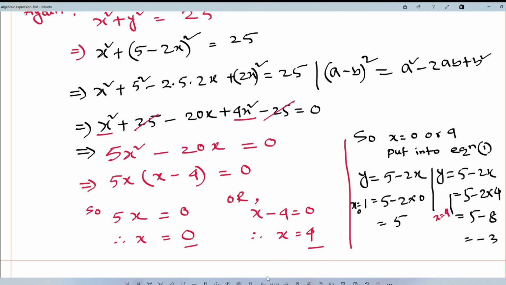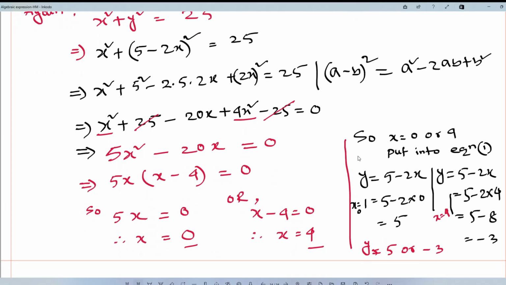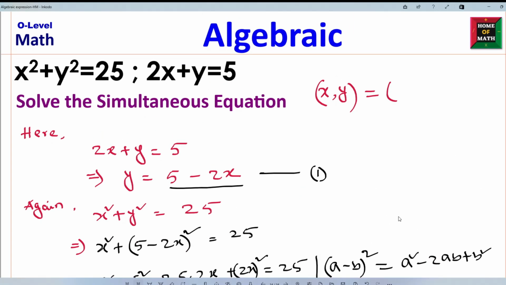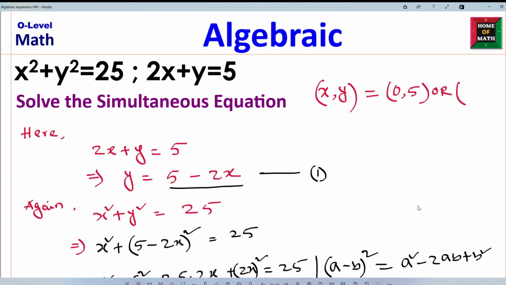Okay, so y is 5 or minus 3. So what will be our answer? (x, y) equal, when x equal 0, y equal 5, so (0, 5), or when x equal 4, y equal minus 3, so (4, minus 3).